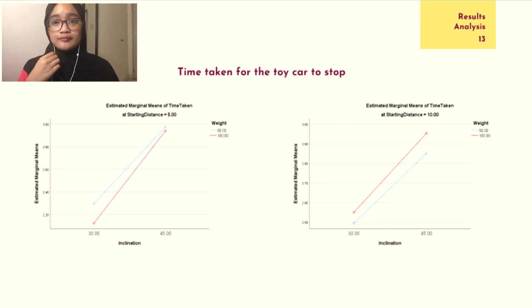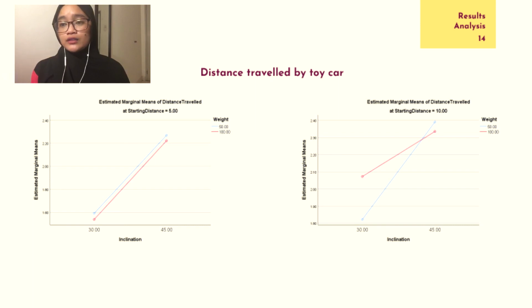Looking at the next two graphs, it can be concluded that as the inclination angle increases, the distance traveled by the toy car also increases. Looking at the second graph, when using a 100 gram weight of load at a starting distance of 10 centimeters, the estimated marginal mean produced has a shorter range, but it starts at a much higher value than when the 50 gram weight of load is used.